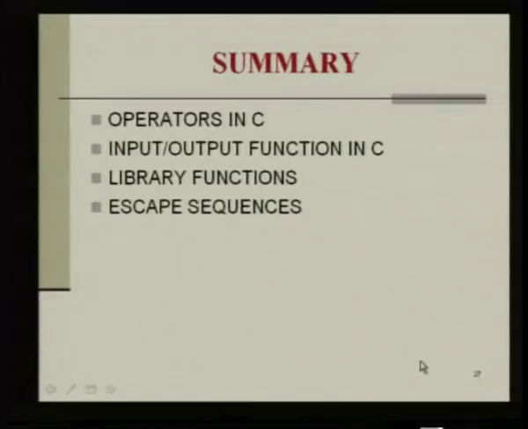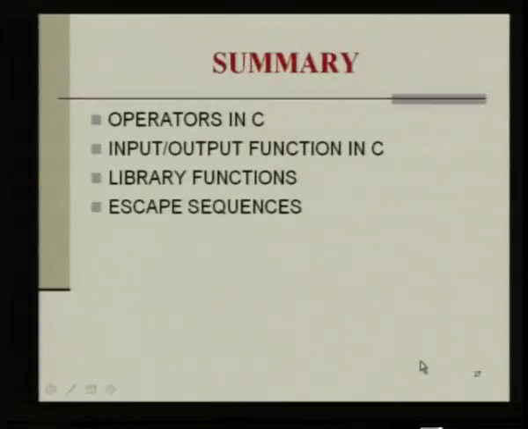Now, I will just give you a brief overview of all that we have seen in this tutorial session. We have seen the different operators in C, starting from arithmetic, binary and unary, increment and decrement, and we have seen examples governing each of those operators. We have seen the input and output functions in C, formatted and unformatted, with printf and scanf in formatted functions, and in the unformatted we have seen the different types of character and string input and output.